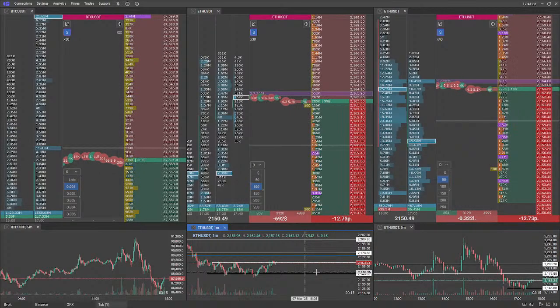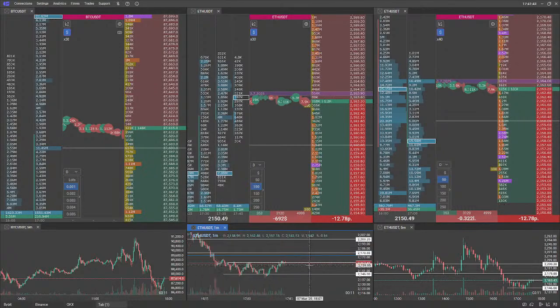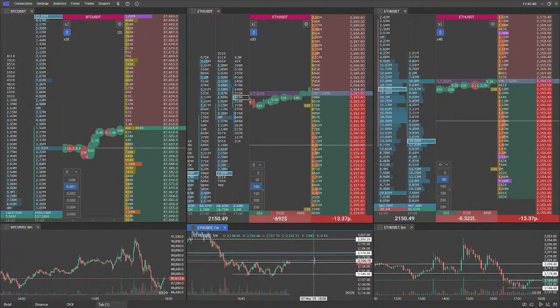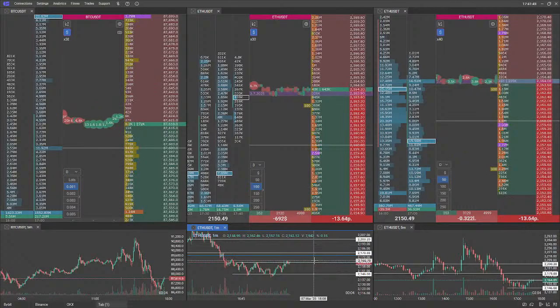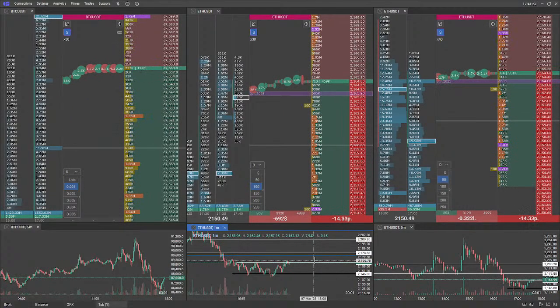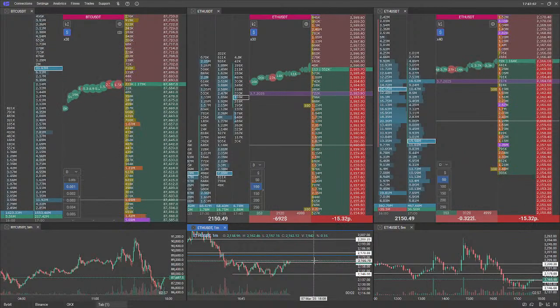Let's see if we can retest the previous day's close, which could make sense. And like I say, I don't feel bad for shorting the lows. I mean, this is what I do. This is what momentum is about.